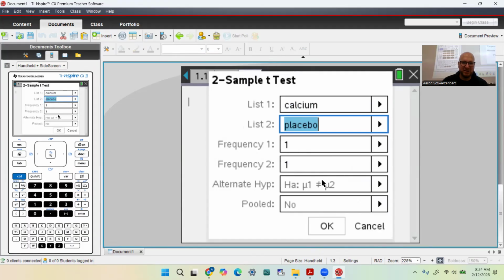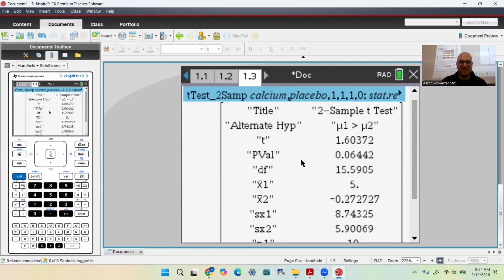It does matter which is which because we're calling mu1 the calcium group. This is where it matters when we set the alternative hypothesis. Calcium was supposed to have a higher reduction score, so it matters that it goes the correct way with HA. Pooled, no, unless it tells you to. So, important piece of information, my test statistic.